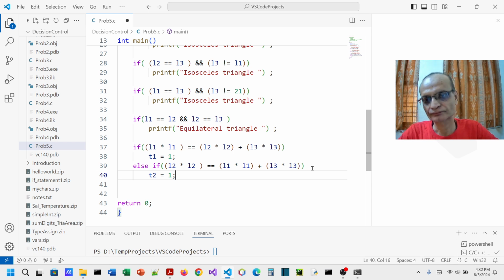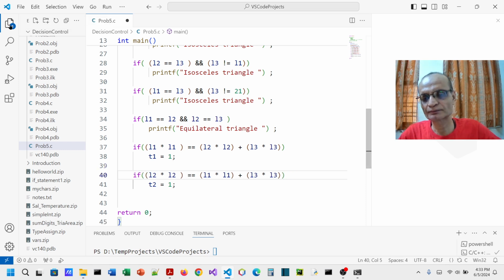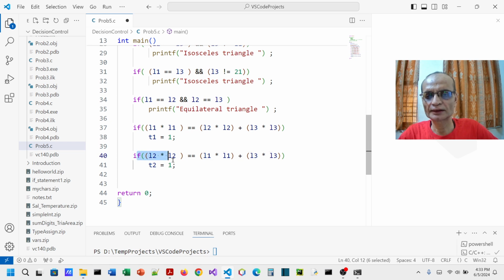That is the condition. Only one will be true at a particular time. I am purposefully using else if, it doesn't have any meaning as such. We could even get rid of this and simply put if, that doesn't matter. And then we will have the third condition.